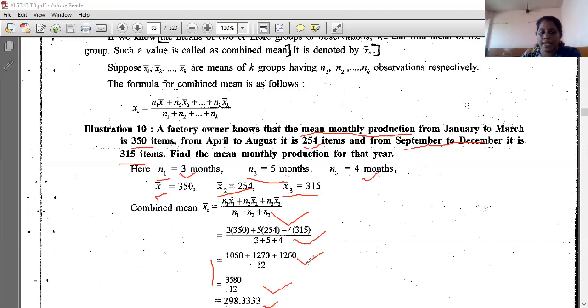So this is the answer for your illustration number 10, and this is one easy formula. X bar c is easy, there is only one formula to learn in it, that is combined mean: n1 x bar 1 plus n2 x bar 2 plus n3 x bar 3, till where it is given, divided by n1 plus n2 plus n3. It is a simple formula, so it is easy to remember also.